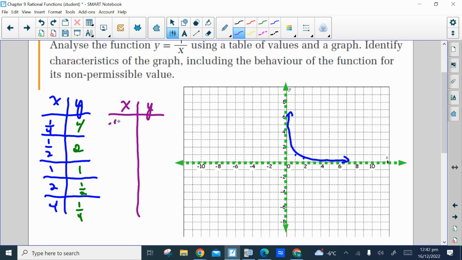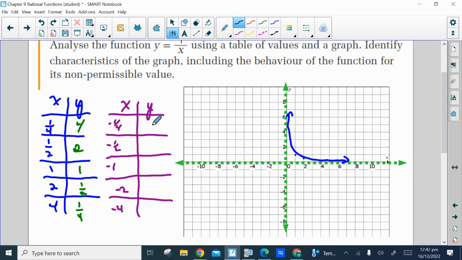So maybe we'll use negative 1/4, negative 1/2, negative 1, negative 2, and let's say negative 4. 1 divided by negative 1/4 will be 1 times negative 4 over 1, which is negative 4. 1 divided by negative a half will be negative 2. 1 divided by negative 1 is negative 1. 1 divided by negative 2 and 1 divided by negative 4. There's our coordinates when x is negative.